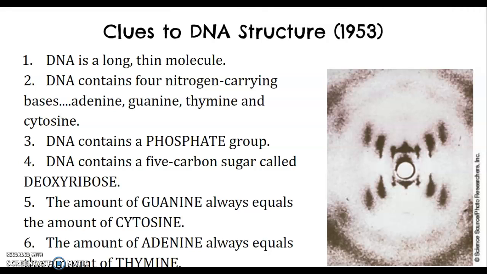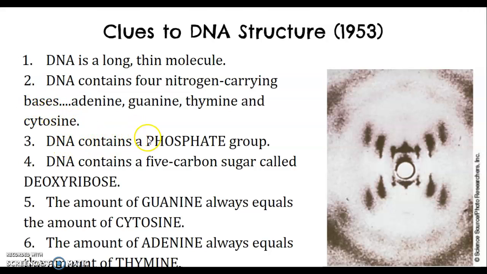So here are some things to add to your notes about what DNA structure is. It's a long, thin molecule. DNA contains 4 nitrogen-carrying bases. Sometimes we just say they're the bases, but they have nitrogen in them, so that's why we say nitrogen-carrying bases. Those bases are adenine, guanine, thymine, and cytosine. Oftentimes the capital letter A is used for adenine, G is used for guanine, T is used for thymine, and C is used for cytosine, so you can abbreviate those. Notice they all have this ine, I-N-E ending, and that's an indicator that they are these bases.